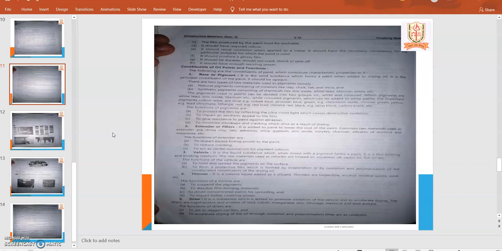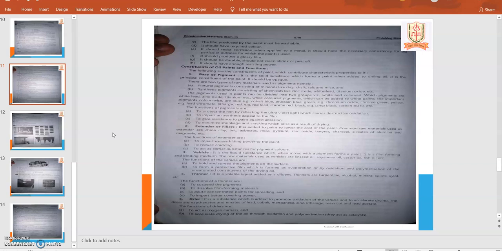Then thinner, it is a volatile liquid added to dilute the paint. Thinners are turpentine, alcohol, mineral spirits and xylene. The functions of the thinner are to suspend the pigments, to dissolve film forming materials, to dilute the concentrated paints for spreading, to impart the better covering power. So these are the functions of the thinner.